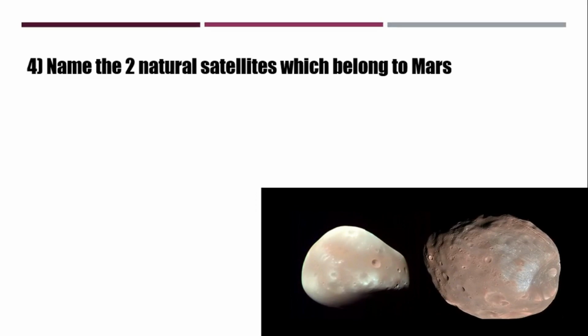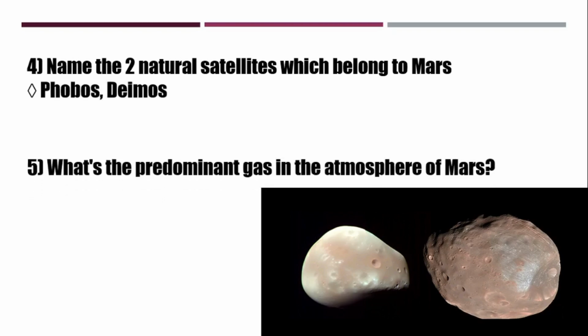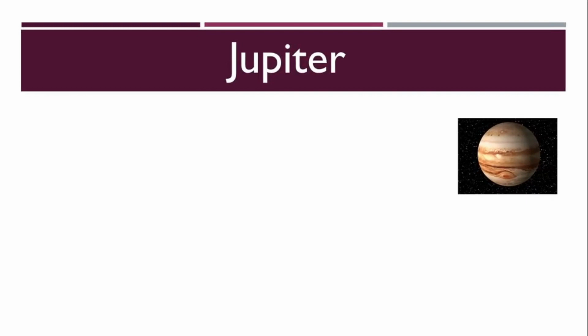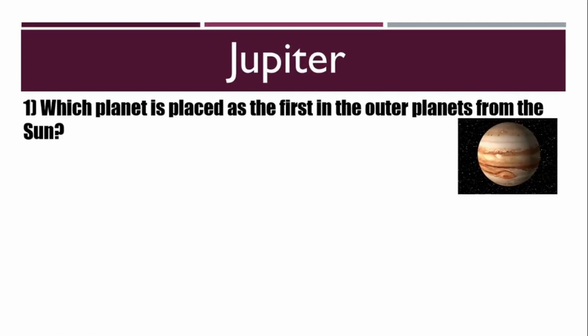Name the two natural satellites which belong to Mars. Phobos and Deimos. What is the predominant gas in the atmosphere of Mars? Carbon dioxide. Now, Jupiter. Which planet is placed as the first in outer planets from the Sun?